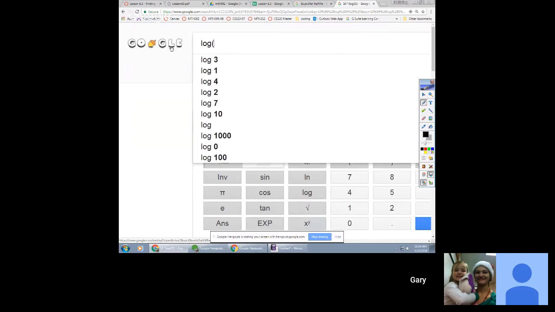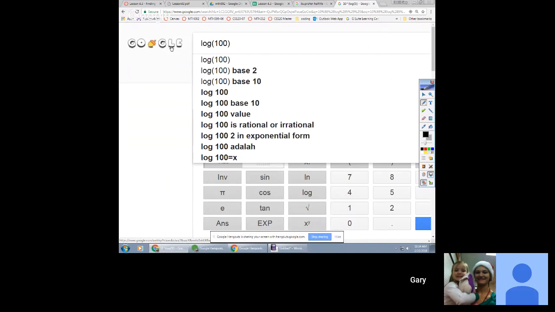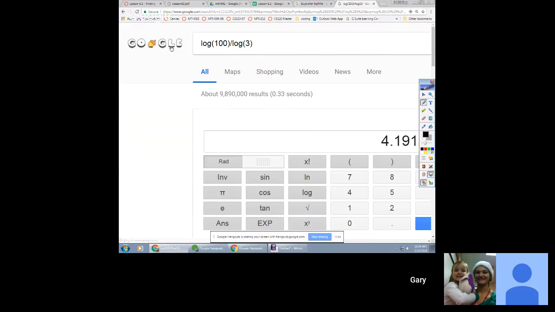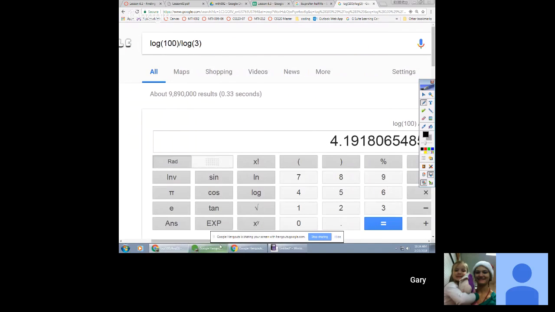So log of 100, close parentheses, divide by log of 3. Calculator says 4.19. Seems reasonable based on my belief that 3 to the 4th power is 81. All right. You guys are ready to proceed.